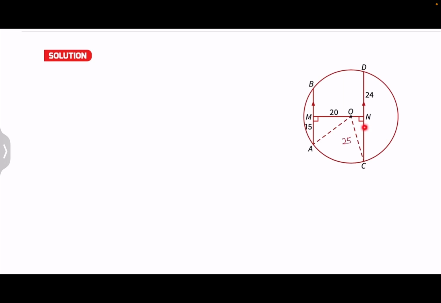So since CD is a chord of this circle and ON is perpendicular to CD, we can first find the length of CN, which is half of the length of CD. So in triangle OCN, CN will be half of the length of CD. From the question, CD is 48 cm, so half of 48 will be 24. So CN here will be 24, and likewise the length of ND will also be 24.